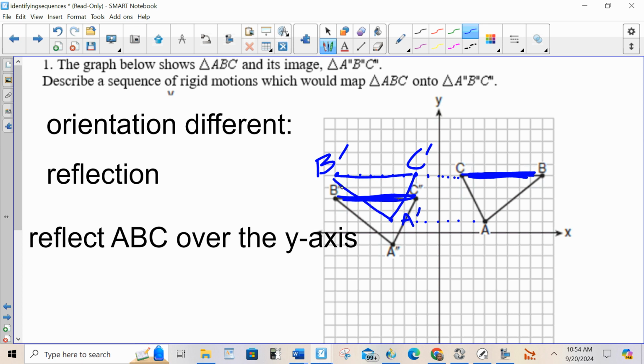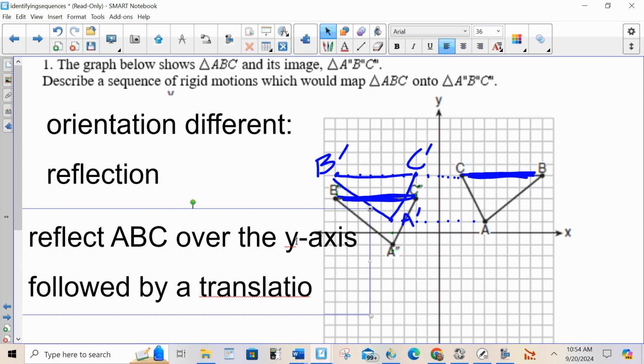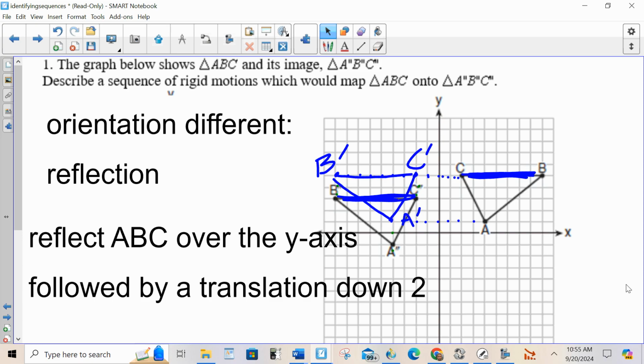So now, what do you have to do to get onto A''B''C''? Well, it's got to go down 2. Down 2, down 2. So I'm going to write followed by a translation down 2. And that's it. If the orientation's different, I'm going to reflect it first. Use geometric common sense as far as which axis you're going to reflect over. And then you translate the rest of the way.